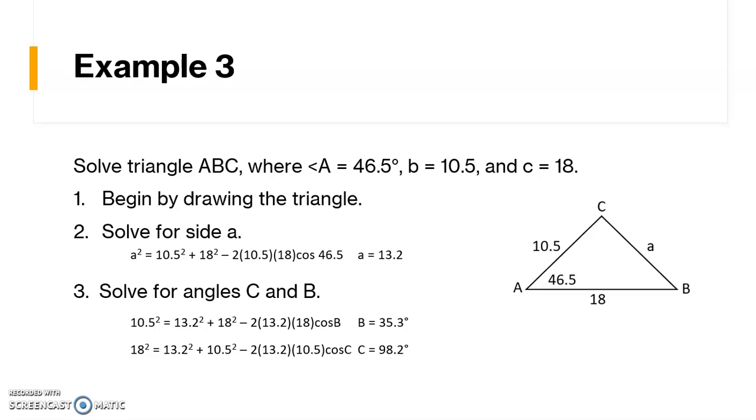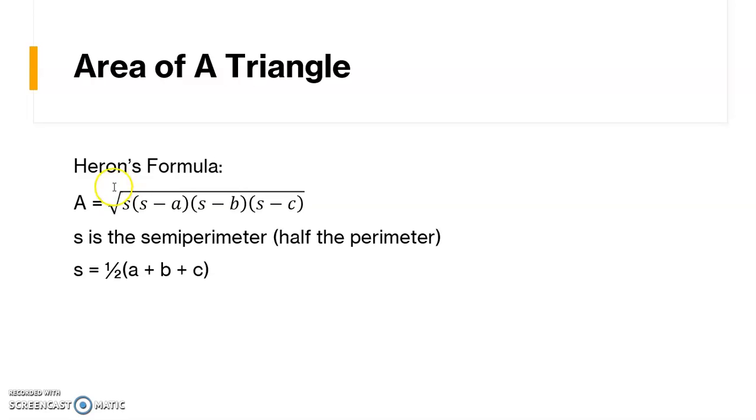But now we have another example where we need to find the area of a triangle, but they haven't given us what they normally give us for area of a triangle. This is the last thing for our lesson, I promise. Okay, Heron's formula is that the area equals the square root of the semi-perimeter times the semi-perimeter minus side A times the semi-perimeter minus side B times the semi-perimeter minus side C.